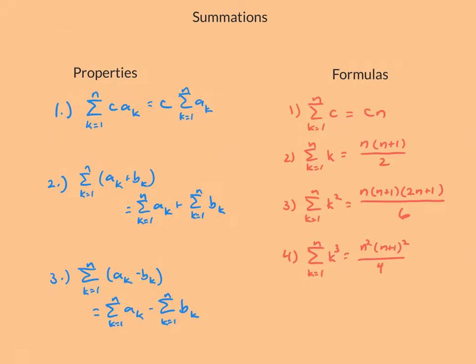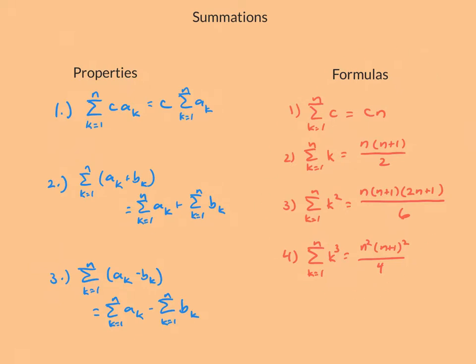I can find the sum as k goes from 1 to n of a sub k, find the sum as k goes from 1 to n of b sub k, and just subtract those two results, and that will give me this difference, the difference between the sum as k goes from 1 to n of a sub k minus b sub k. Now, to help us evaluate these, we're going to look at these formulas that we have.